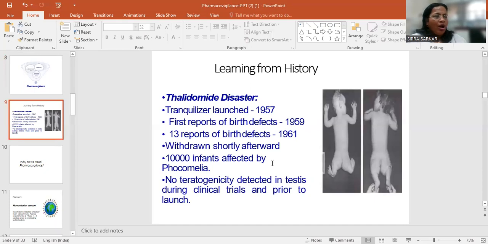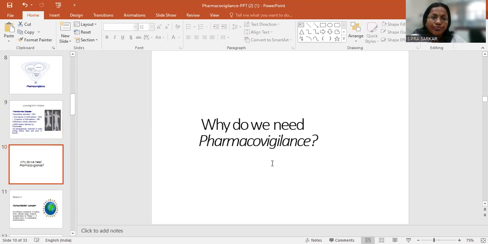Then teratogenicity was found to be due to thalidomide. No teratogenicity had been detected in the tests during the trial prior to launch. We have to pass four clinical phases, but adverse effects or teratogenicity or side effects were not showing in the preclinical or clinical phases. But after the drug has been marketed and given to patients, numerous adverse effects have been found.